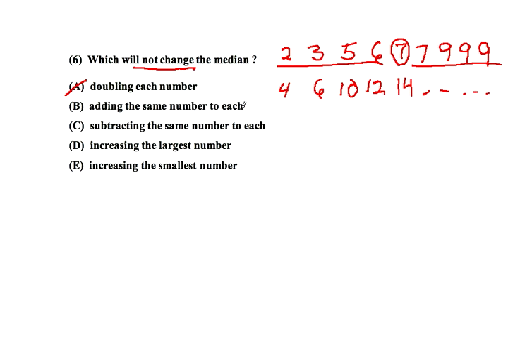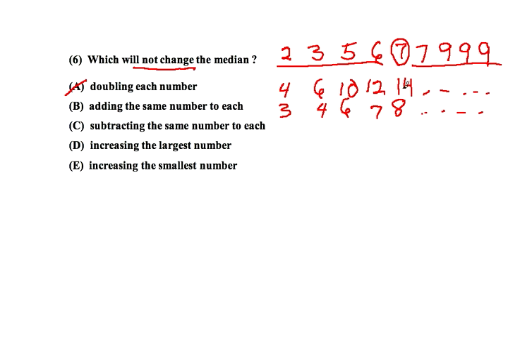That's out. Adding the same number to each. So let's say if we add 1 to each, well, then this will become 3, 4, 6, 7, 8. So we've changed the middle number. So likewise, subtracting the same number from each will change it.